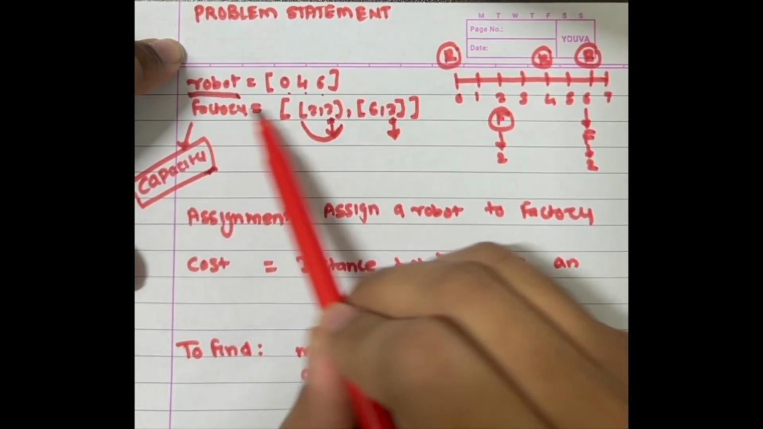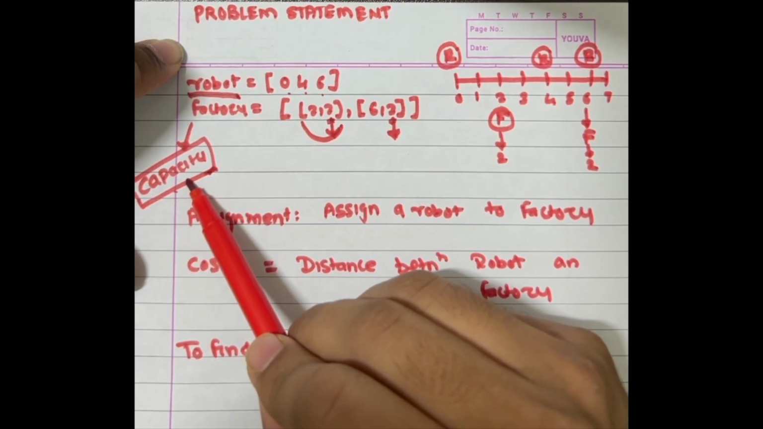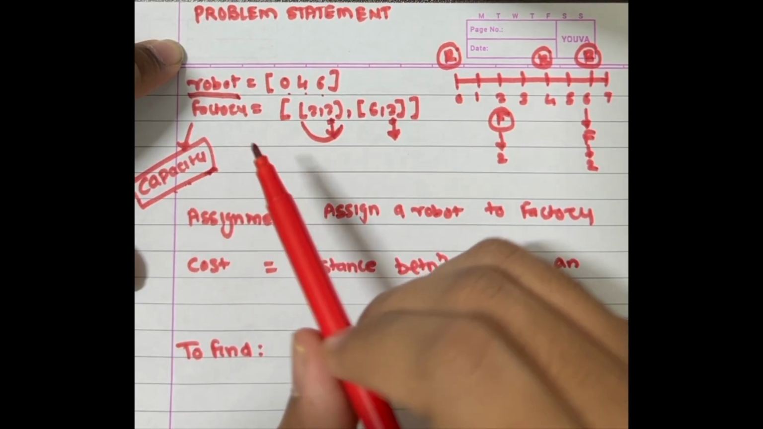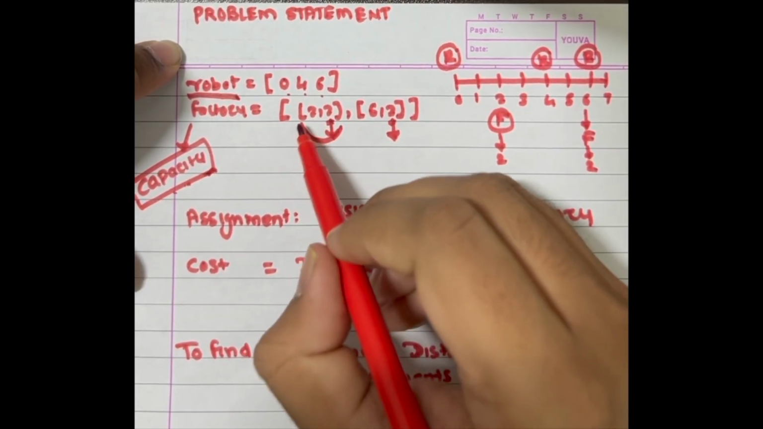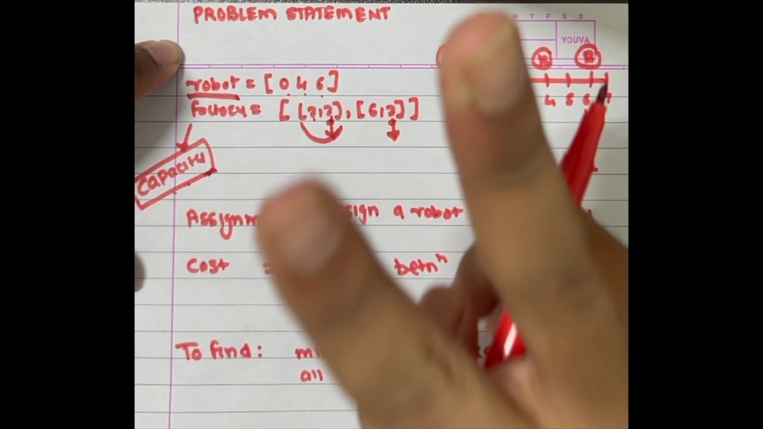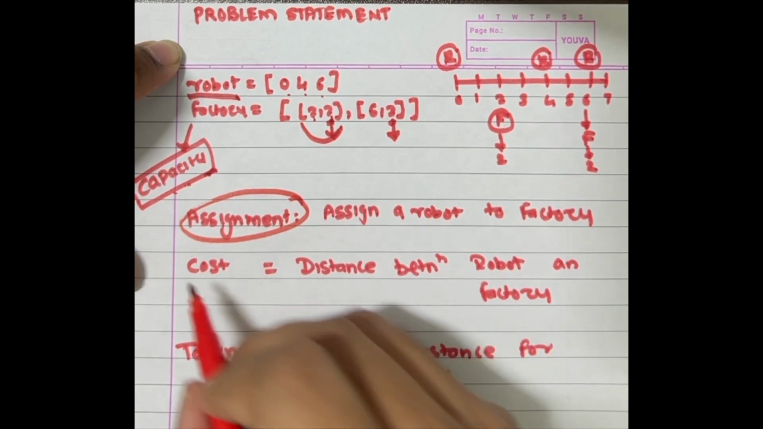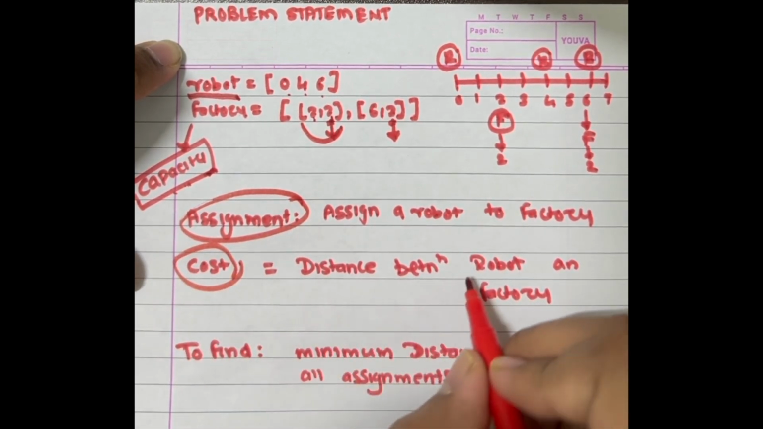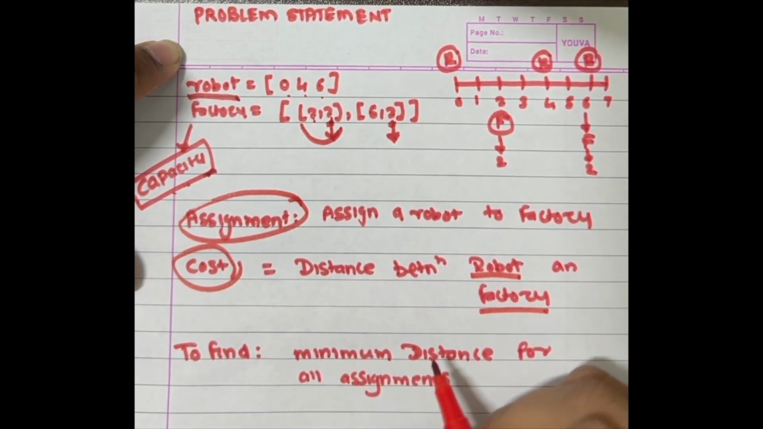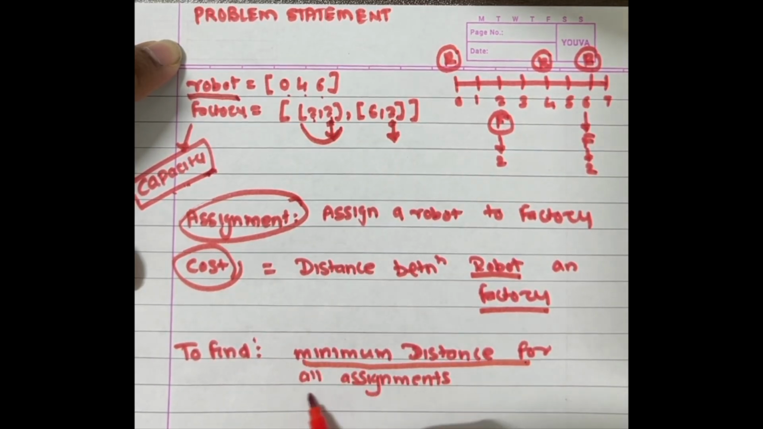So we have been given some robots and some factories, and each factory has a capacity. What this capacity means is how many robots a particular factory can accommodate. For example, this is 2,2, so this particular factory can accommodate 2 robots. Let's call that an assignment, and the cost of an assignment is the distance between the robot and the factory. So what we need to do is find the minimum total distance over all the assignments.